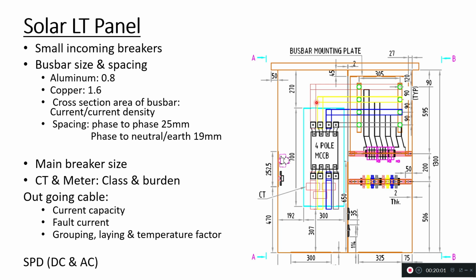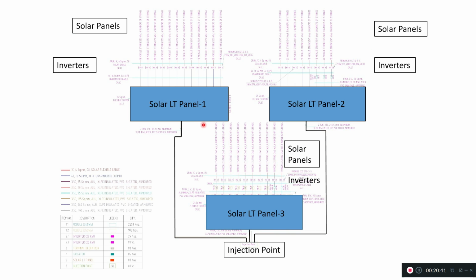After the bus bar, we need to calculate the size of the main breaker. Calculating the current carrying capacity is very simple. As we have already calculated the current for our solar LT panel, that was 400 ampere, we can select the breaker as 400 ampere. But now you also need to consider some other factors, because as you can see in this diagram, the output of the solar LT panel is connected to the injection point. The injection point is basically the point at which you are exporting all the solar power into the client's electrical system.